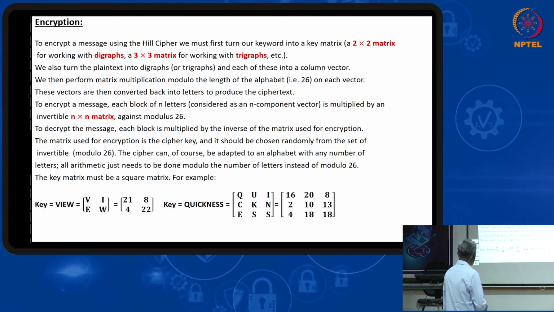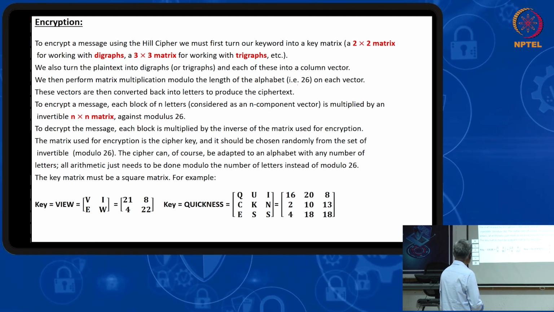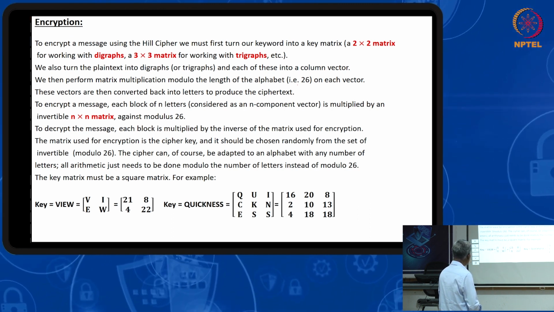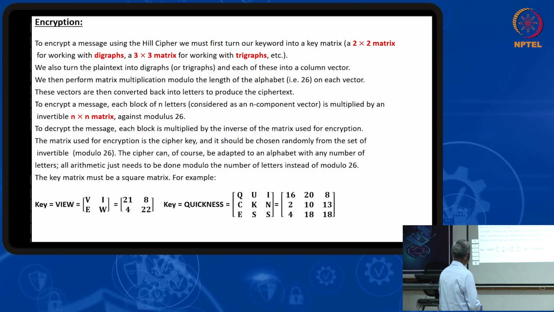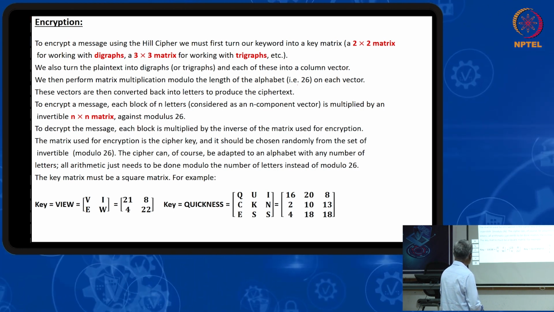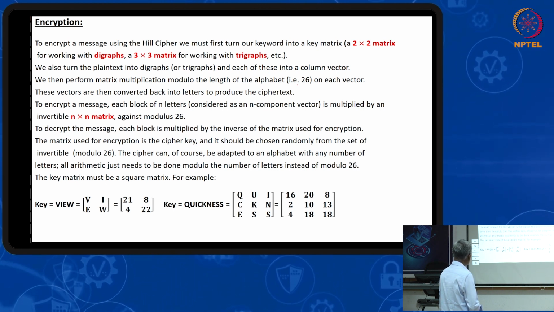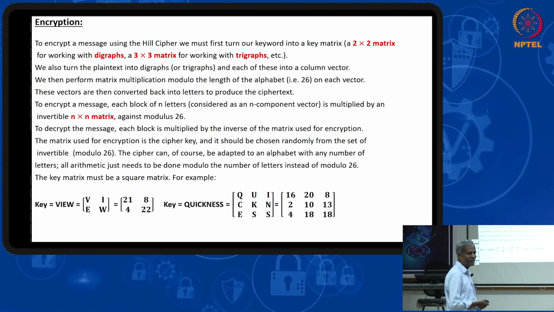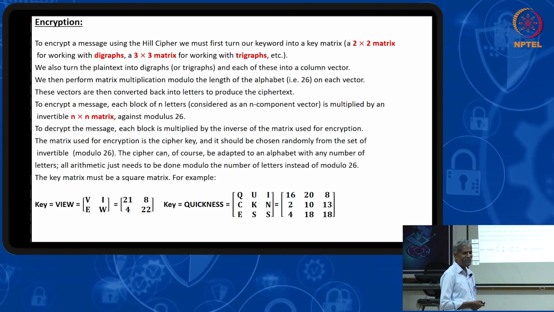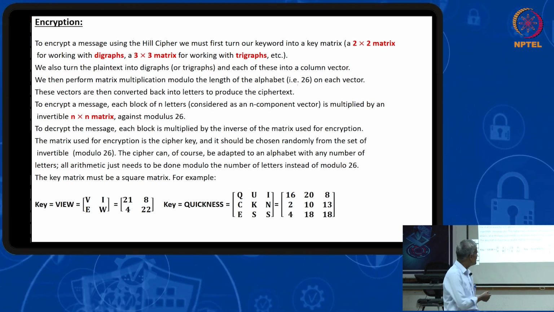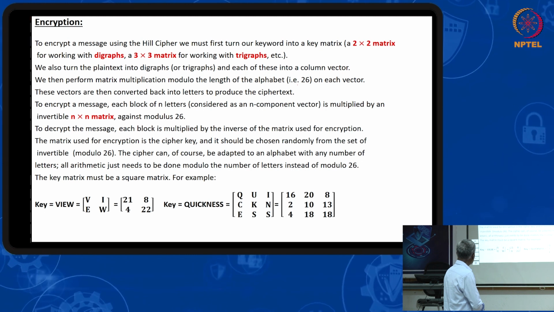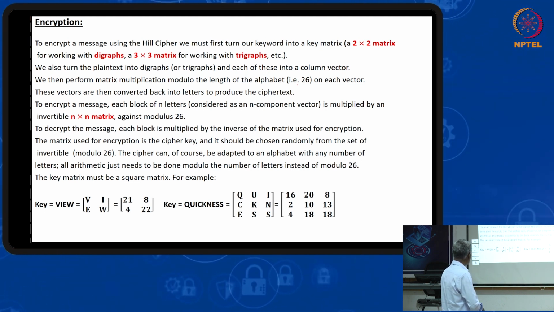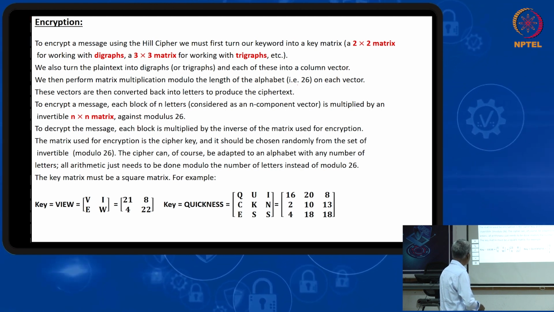Now the key we are taking is QUICKNESS. If you write QUICKNESS in a 3 by 3 matrix, it is written like this. Now Q will be 16, U will be 20, I is 8, C is 2. You can verify this very easily. C equal to 2 is easy to verify. All other letters you can write and check. But you can check C equal to 2, K equal to 10, N equal to 13, E equal to 4, like this. We have taken a key.